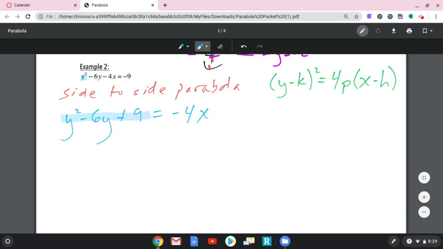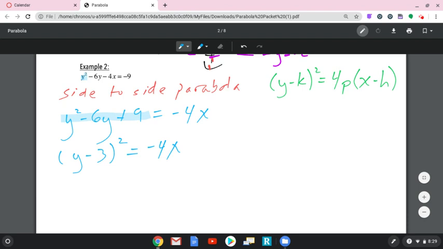We want a perfect square trinomial on the left side of our equation so that we can rewrite it in the appropriate form. So if I look at this problem, I have a perfect square trinomial. I'm going to write y minus 3 squared when I factor it equals negative 4x. And then we're going to go through the same process we just did, except we're using the side-to-side formula.